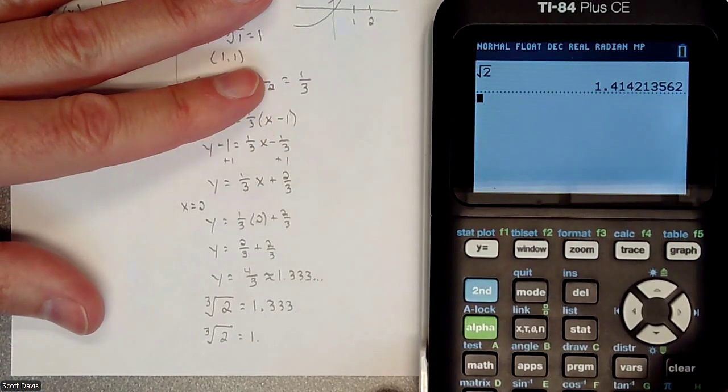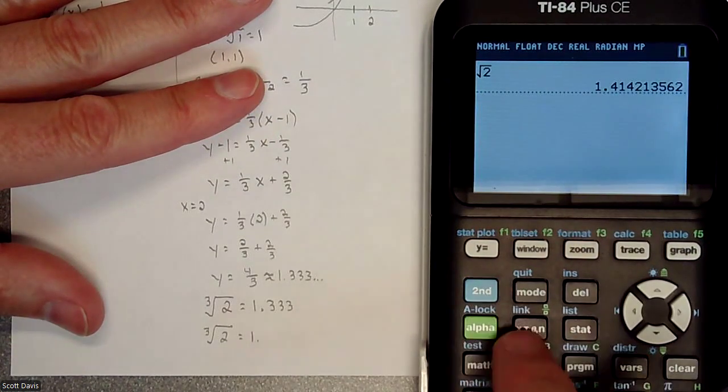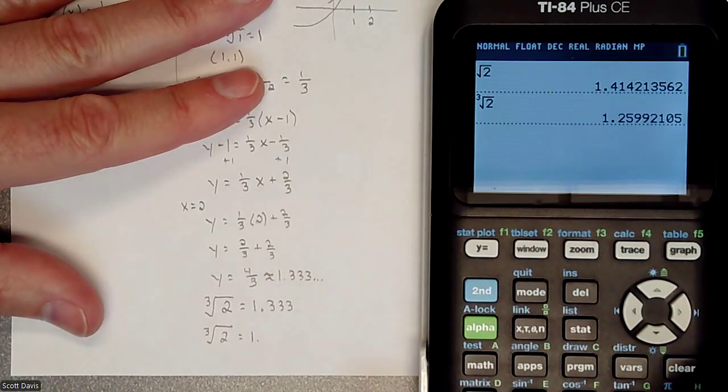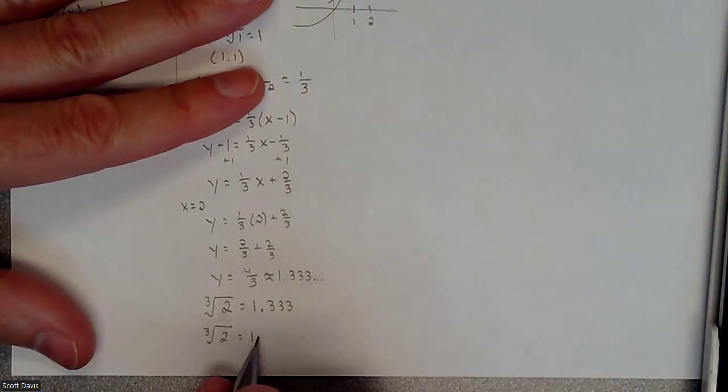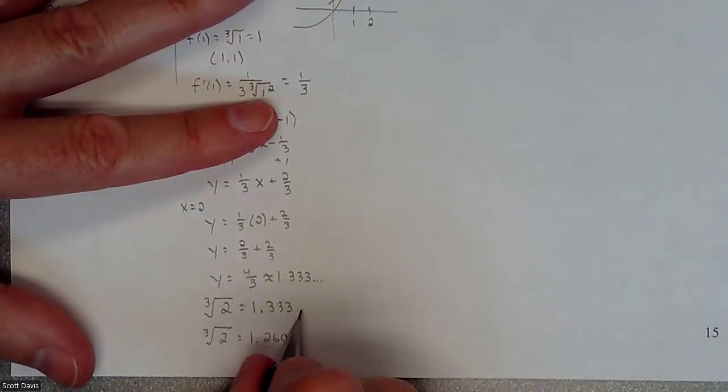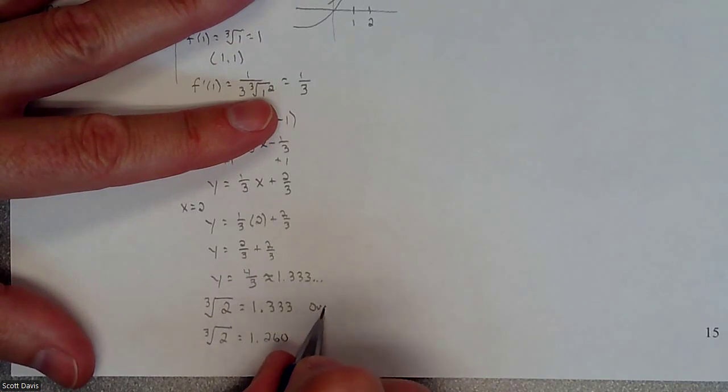Right? So 1 point, oops, that's a square root. Let's do the cube root of 2, 1.2599. So 1.260. So not bad, but how far off are we? Right? So we know that this is an overestimate.